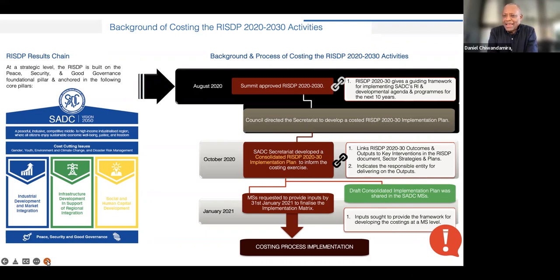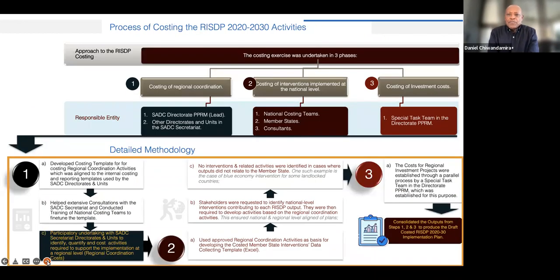So the implementation plan links the outcomes, outputs to key interventions that are in the RISDP. And also it looks at the sector strategies and the plans and indicates who is responsible for delivering on the outputs. Member states were then requested to provide inputs into the implementation matrix, which was then eventually finalized and has been approved. So we have a RISDP implementation plan on the basis of which the costing of the RISDP has now been undertaken. So the costing of the RISDP was done in three phases.